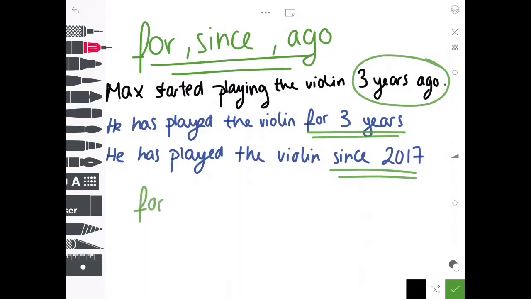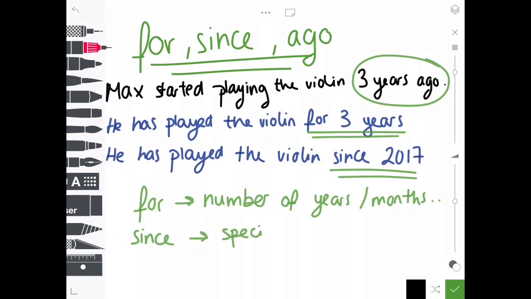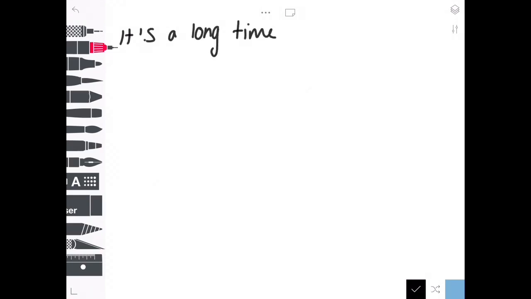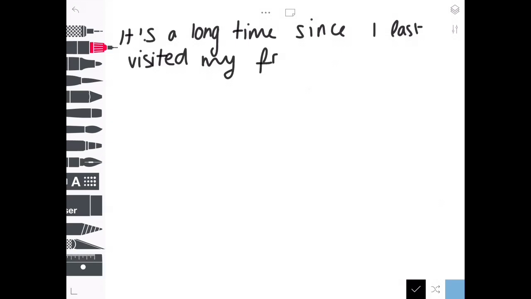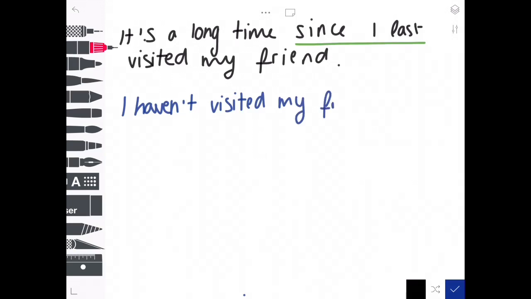So we need to remember that for is always followed by a number of years, months, whatever reference of time we have, and since is followed by the specific number of the year or the name of the month or whatever. This we can change from one sentence to another depending on the adverb we want to use and the tense we want to use. Another type of rephrasing in which we have to change from the past simple to the present perfect simple is this. Imagine we have the sentence, it's a long time since I last visited my friend. That means that the last time you visited your friend was a long time ago. So, what you have to do is to change this sentence to the negative form, I haven't visited my friend for a long time. Now we're using the present perfect simple and we have changed since for.